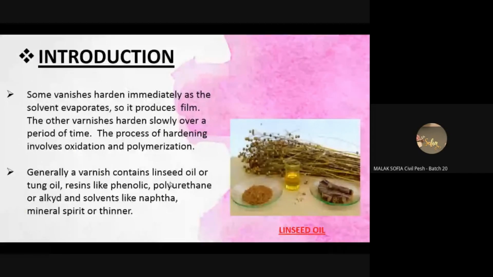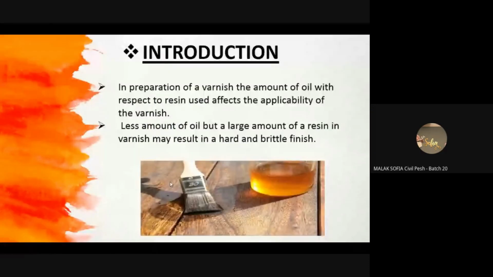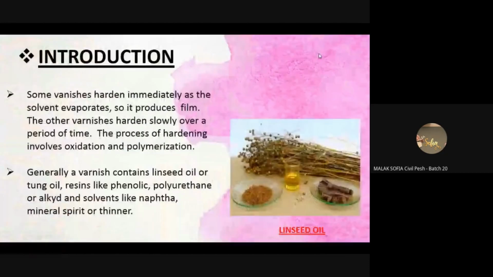Now heading towards the next point. Generally, a varnish contains linseed oil or tung oil, resins like phenolic, polyurethane or alkyd, and solvents like naphtha, mineral spirit or thinner. It basically depends upon the use or the demand. You can use different types of oils, resins and solvents. Thinner has already been discussed in composition by Haris Abdullah. You can see the picture on the right, which is the linseed oil.